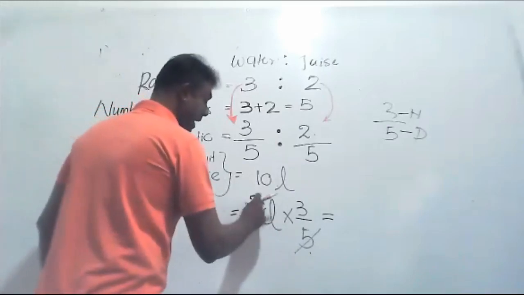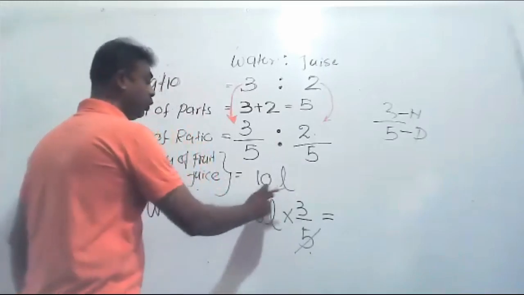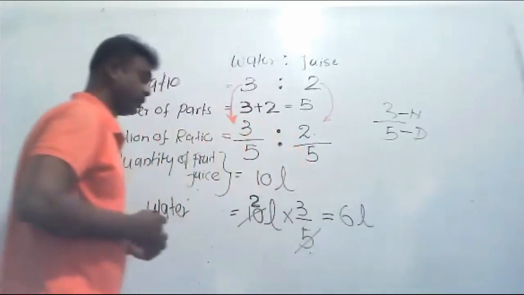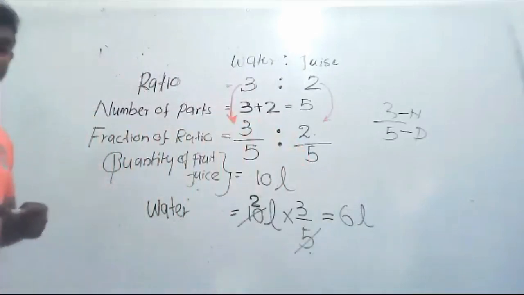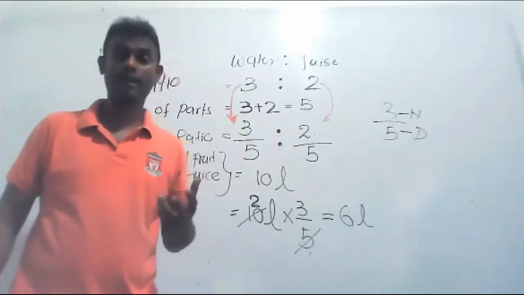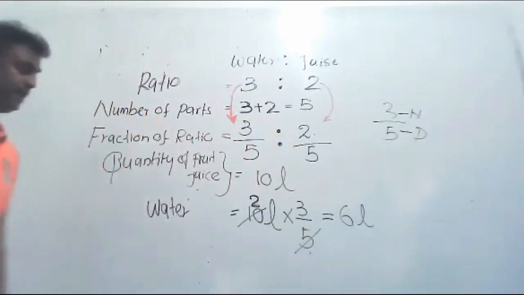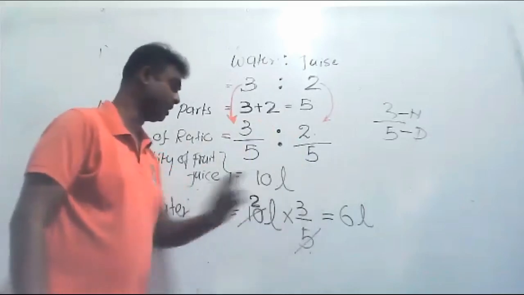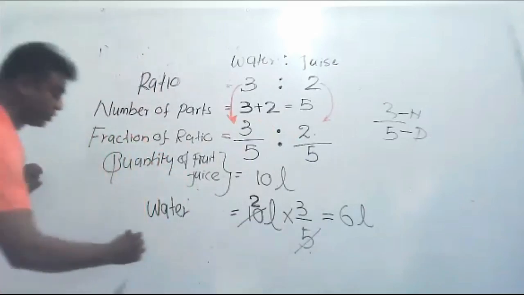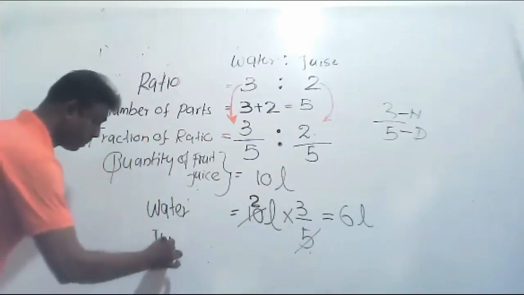Two into three, 6 liters. Did you get it? Right? Two into three, 6 liters. That is the water. Now the juice.